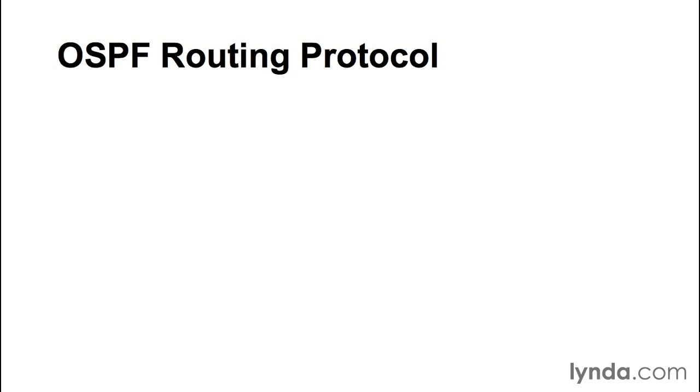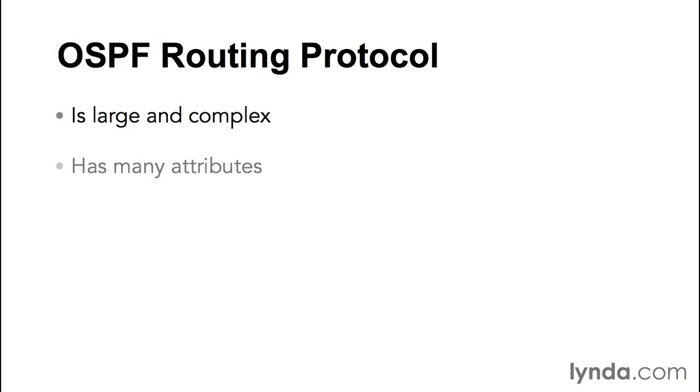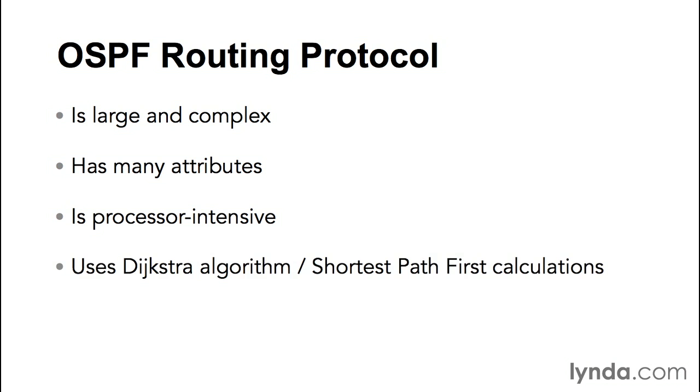All right, we finally made it to the OSPF routing protocol. This is one of the largest and most complex protocols to configure. Complex because it has a lot of attributes, and it does take a lot of processor usage on these routers. It really burdens the routers because of the Dijkstra algorithm and the shortest path first calculations that it creates. OSPF is very good, very scalable for very large enterprise networks, but definitely it is a burden on the routers.